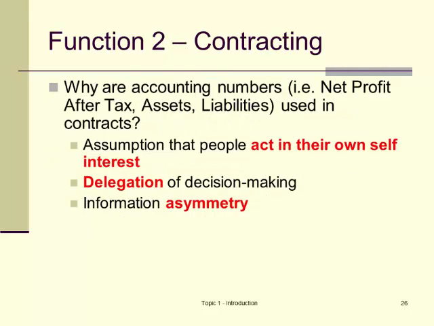Okay, so we know that these contracts use accounting numbers. And we know that the reason this happens is because people act in their own self-interest. This is the assumption of agency theory, that managers will act in their self-interest. So what we're trying to do in rewarding managers is give them a contract where if they act in their self-interest, they will also act in ours. In other words, give them a share of profit, for example.